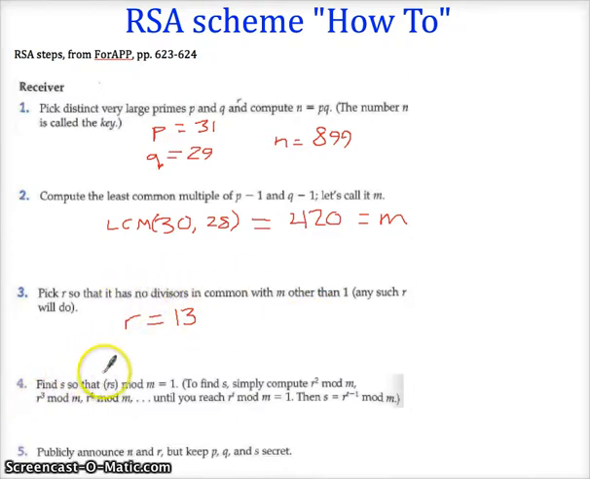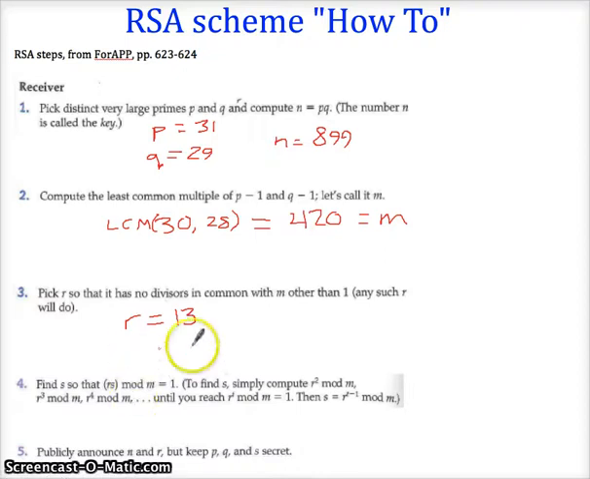Okay, find S so that RS mod M is 1. This is actually kind of tricky. It says to find S, simply compute all these different powers of R, R to some power mod M, until you get R to that power mod M equals 1. And then the power just before that is what S is going to be. The power of R right before that is what you're going to use for S. This is way easier said than done.